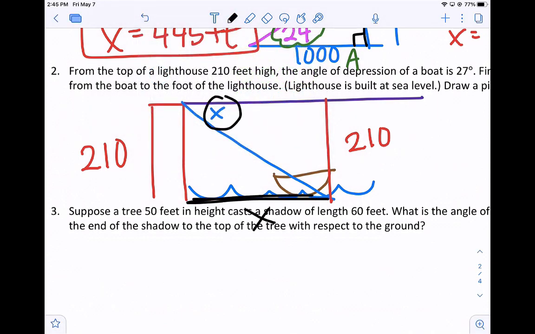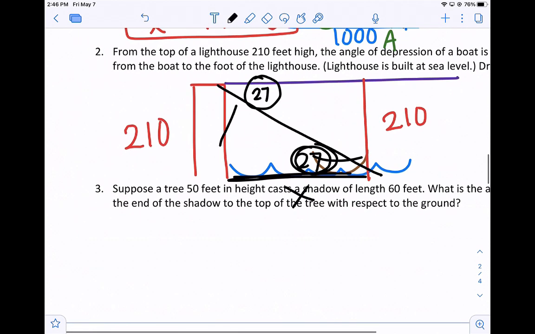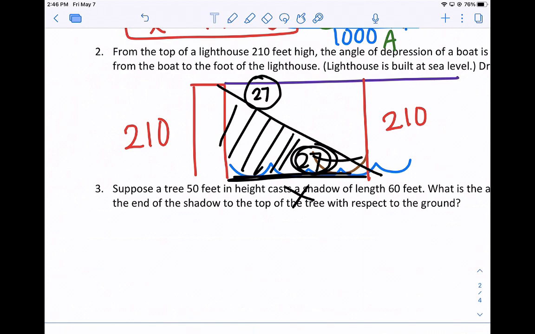But remember, this angle and this angle are the same. Ooh, and that angle's 27 degrees. So I'm going to put my 27 here, but it's also this angle right here, this 27. Too much going on here. So we're going to look at this triangle. Here's the 27 degrees. So again, angle of elevation is the same as angle of depression. There's my angle 27.